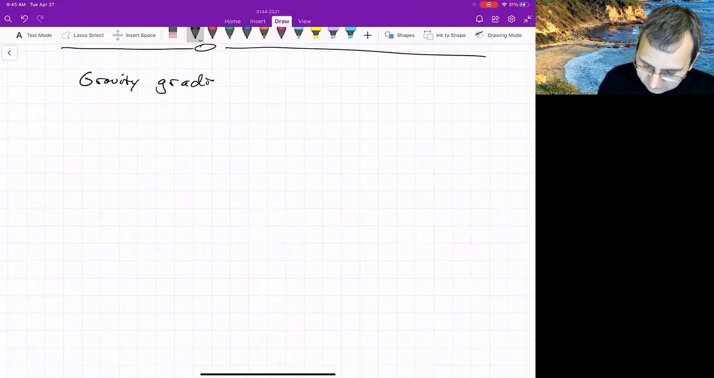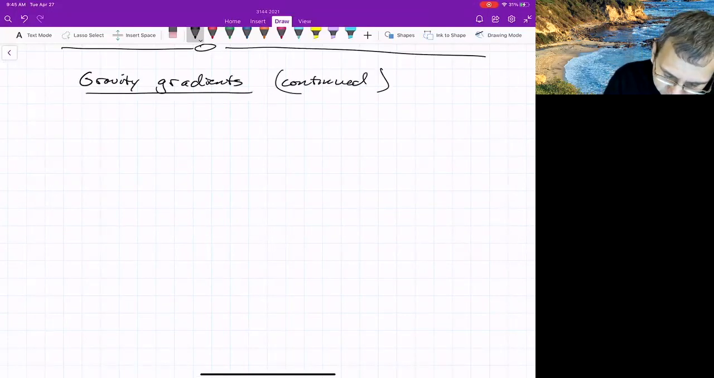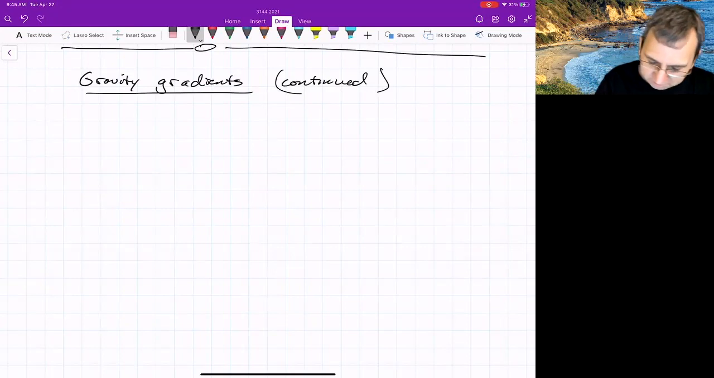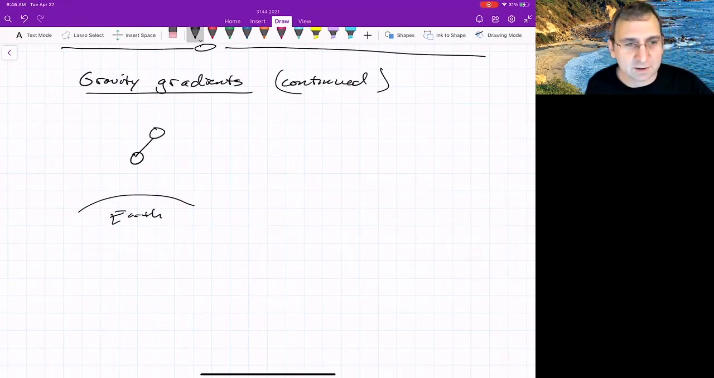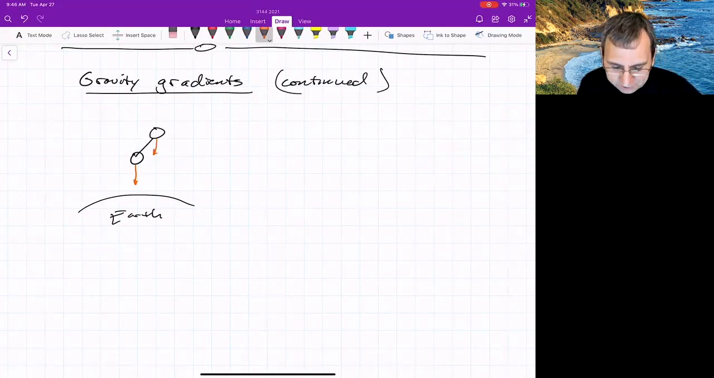Okay, gravity gradients continued. The basic idea was if you have some shape in orbit, here's Earth, here's a dumbbell shape, just to make life easier. The part that's closer to the Earth is going to have a slightly stronger pull than the part that's slightly further from the Earth. And so in this case, if there's a center of mass right here, this would lead to a restoring torque to the upright position.